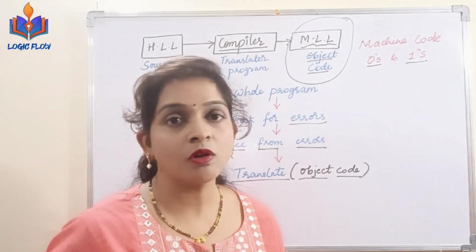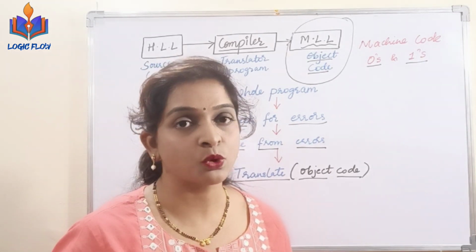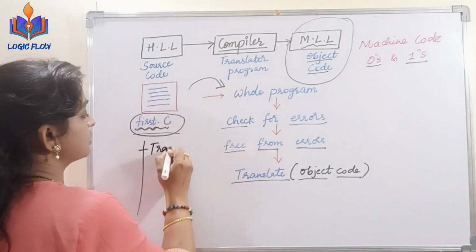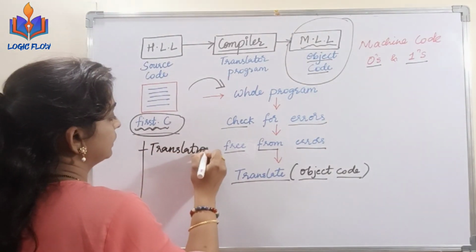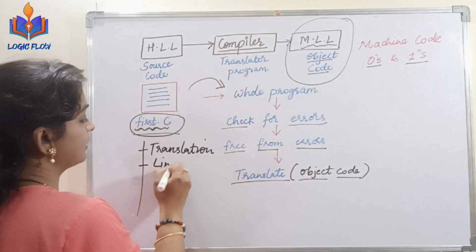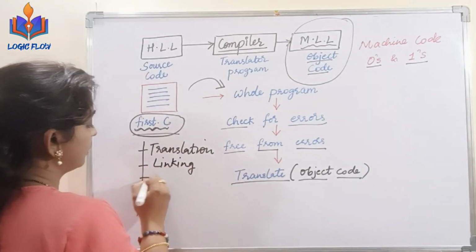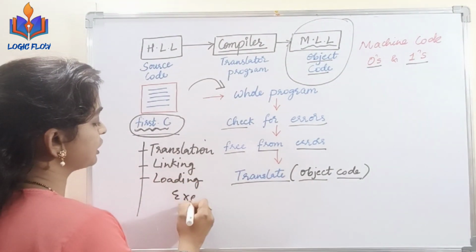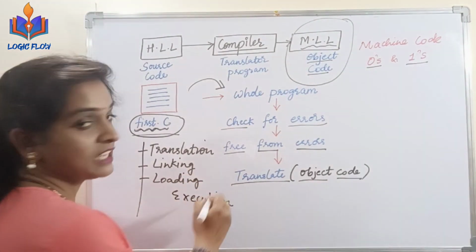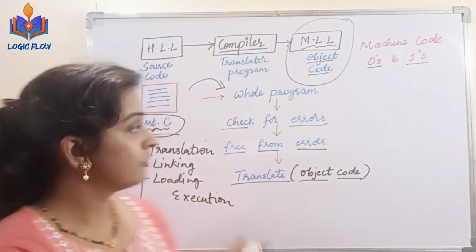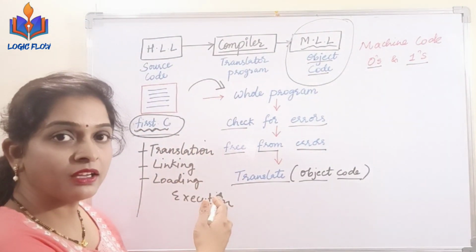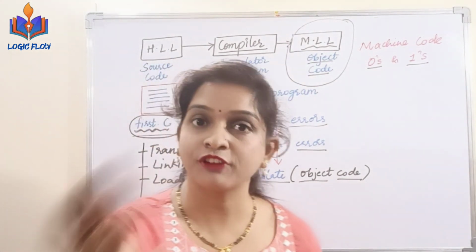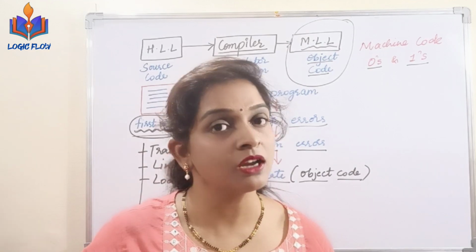So overall, what I can say is the compiler is going to work in these modes. One is translation, then linking, loading, and then we do the execution with the exe file. So we do the translation, then we link the files, load the files to the memory, and then the execution, where we give different inputs and check with different outputs.